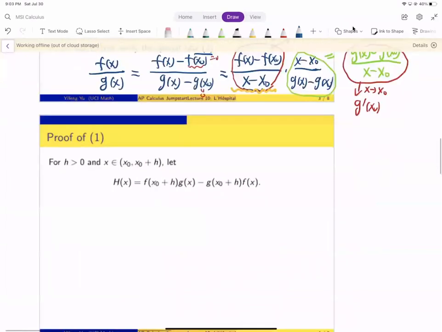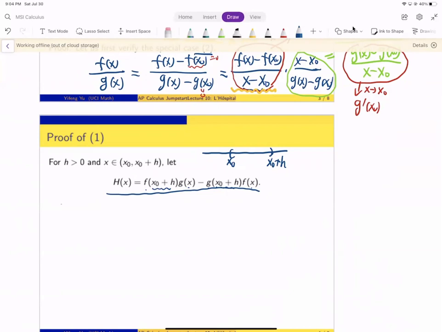So here I look at the point x0, and then x0 plus h. So we look at this interval, and I design a function h(x), which is f evaluated at the endpoint times g(x), minus g evaluated at the endpoint times f(x). Let's see what we can say about the function. Of course, the function is continuous and differentiable.